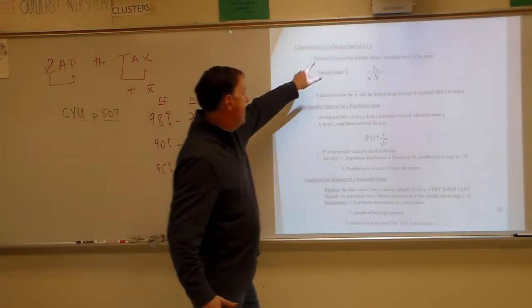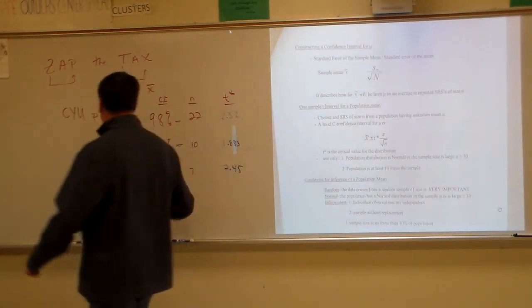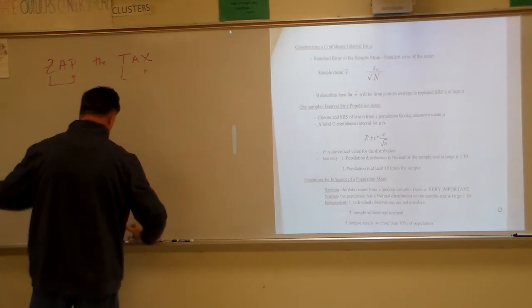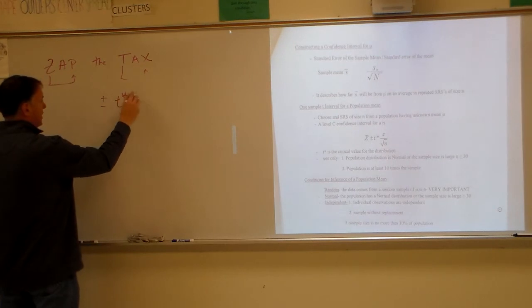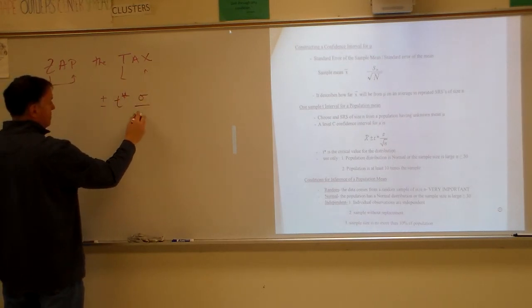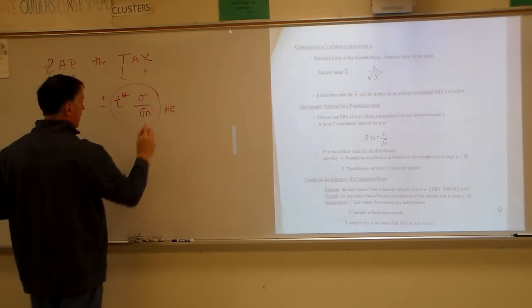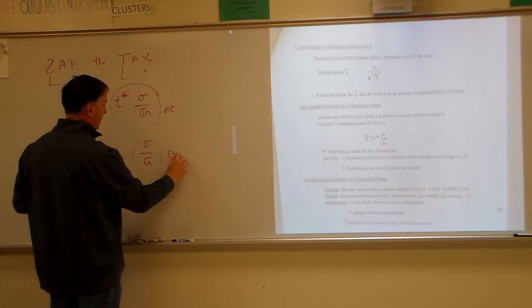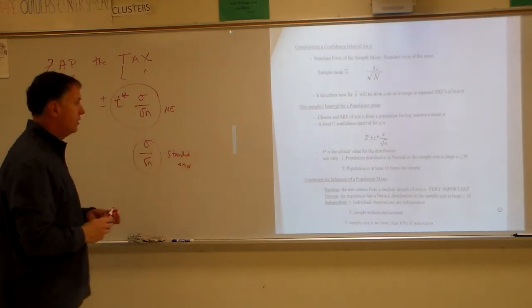Here is your standard error. Again, standard error. Margin of error is everything after the plus or minus. So for these, it's plus or minus a critical t times the standard deviation divided by the square root of n. This is your margin of error. This is your standard error. You've got to know it. They're going to ask you those questions, so know the difference.